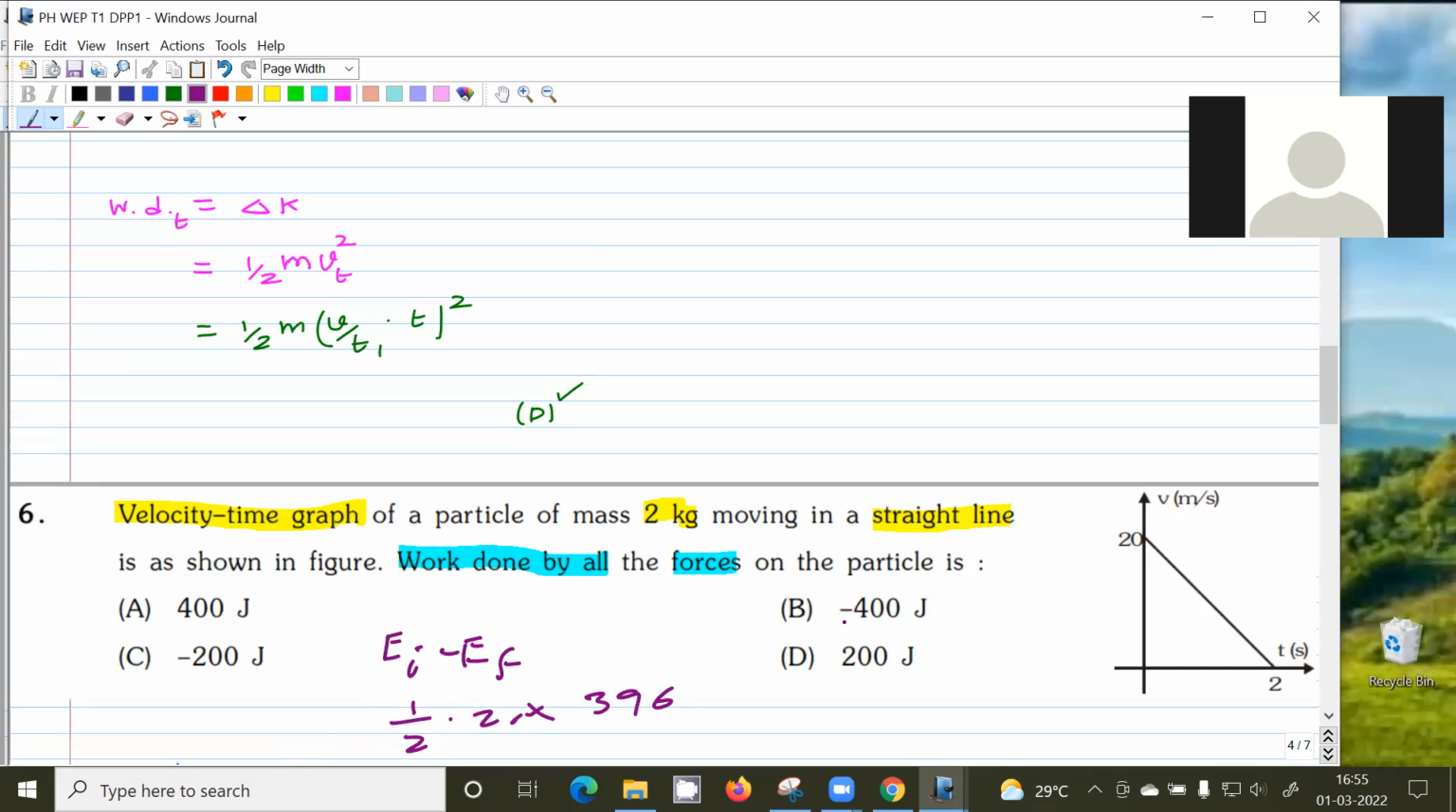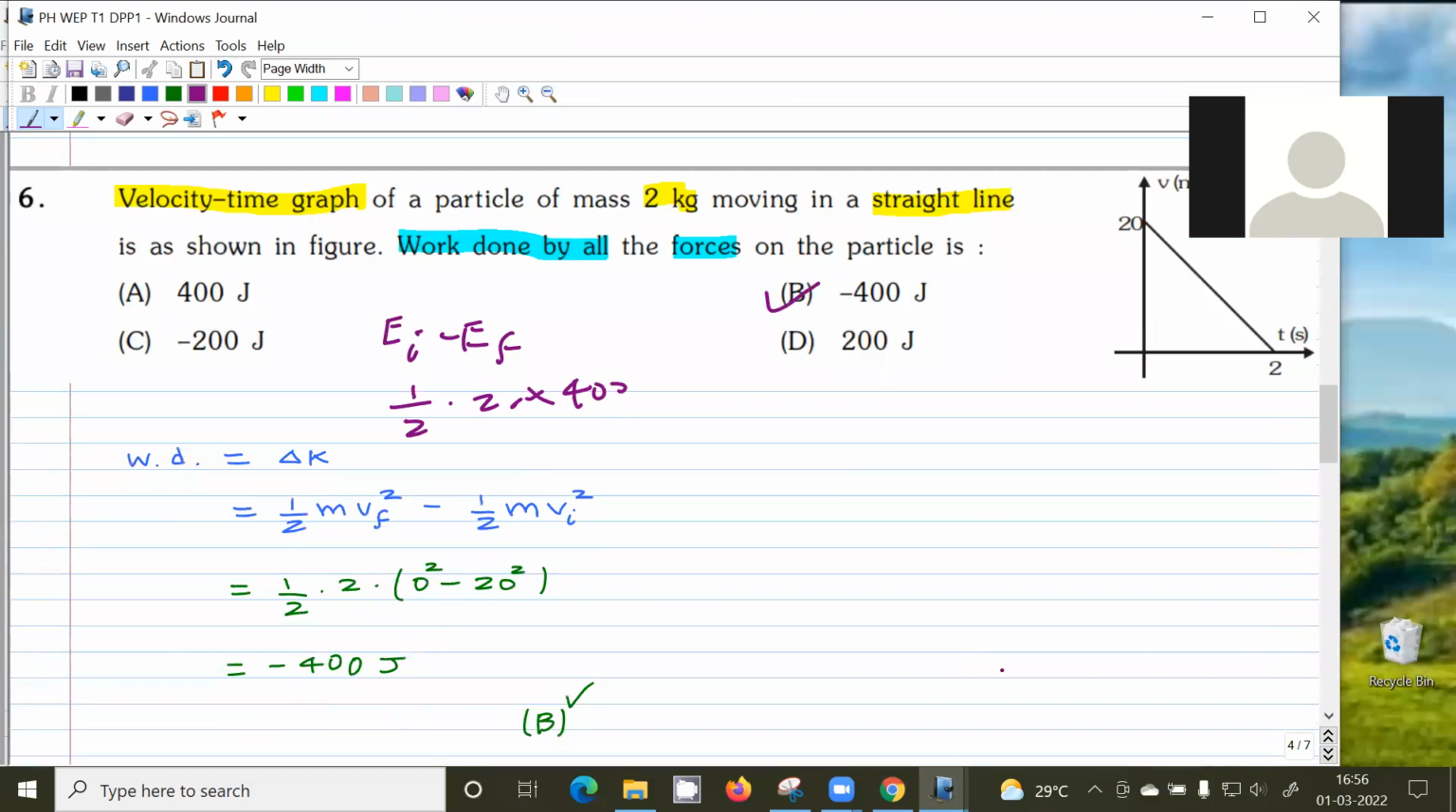Fine. What is the mistake? Finally 0, no? In 2 seconds. So it's 400. So minus 400 should be option B. Since the work done by all the forces is part of the system, there is falling energy. By all the forces means external. So the work done is actually negative, so it's minus 400.